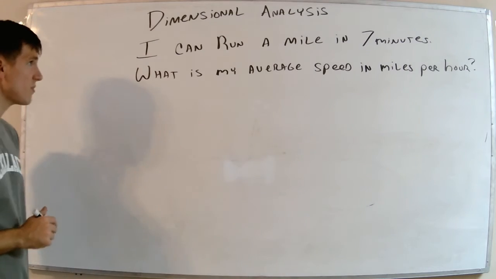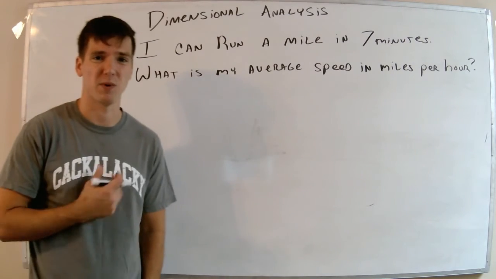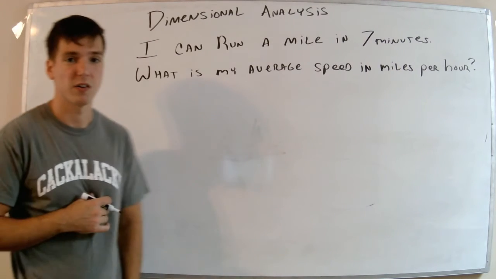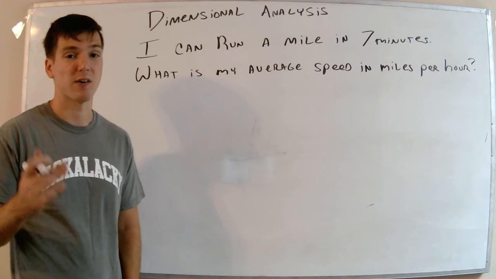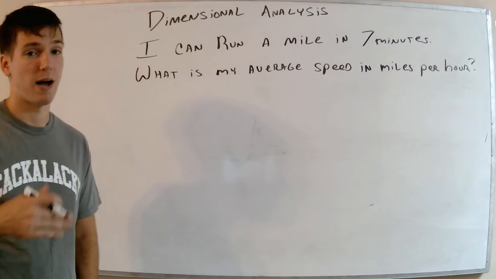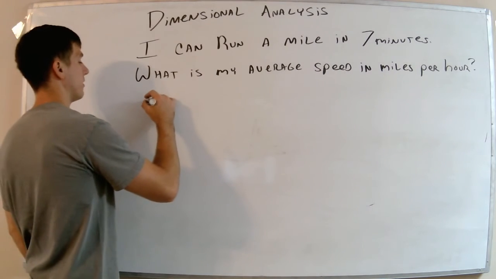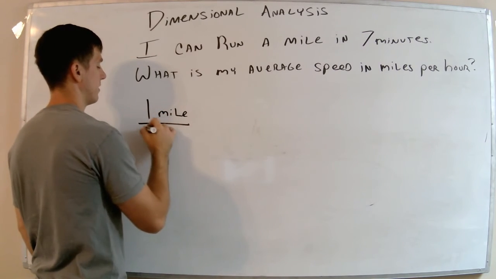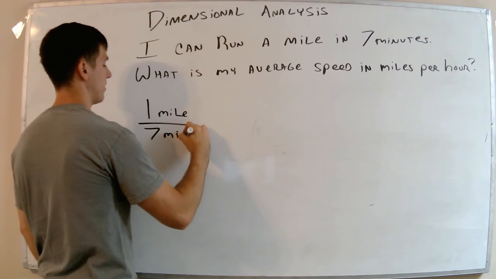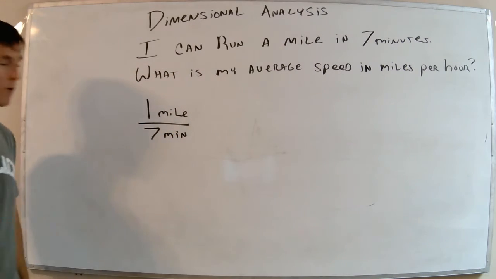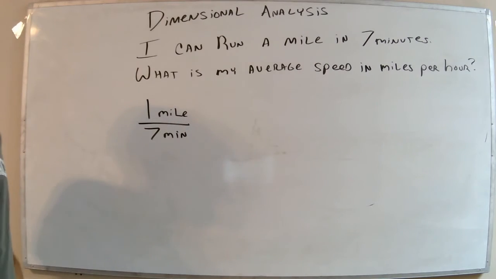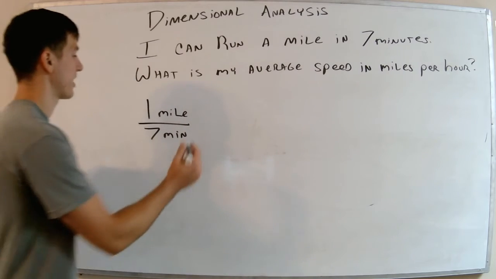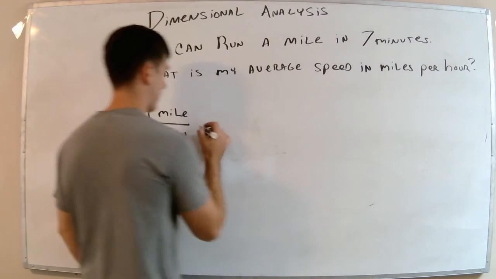Okay. So I always start with what I'm given. What have they given me so far? They've given me 7 minutes and a mile. So again, we're trying to get to miles per hour, but right now I only have miles per minute. I know I could run 1 mile for every 7 minutes. That's what they've given me. Let's write it in our dimensional analysis form where we have it in a fraction. And we are trying to get to miles per hour.